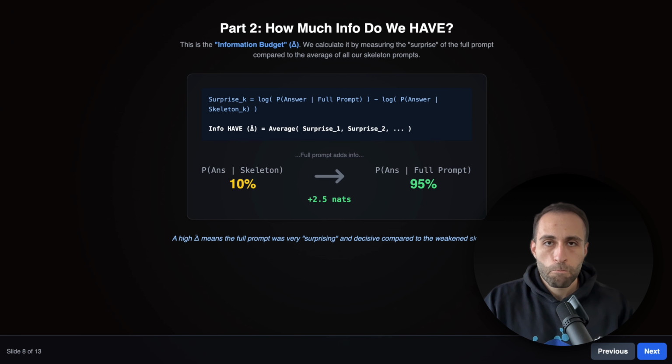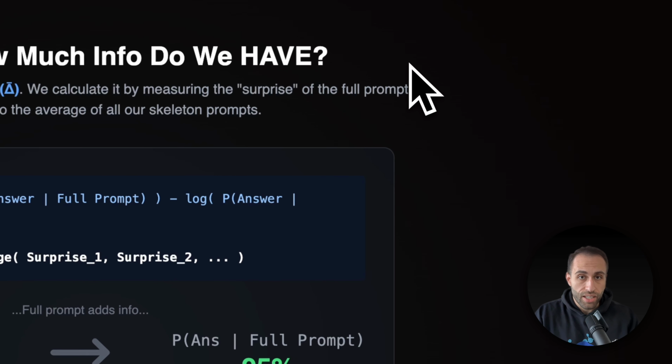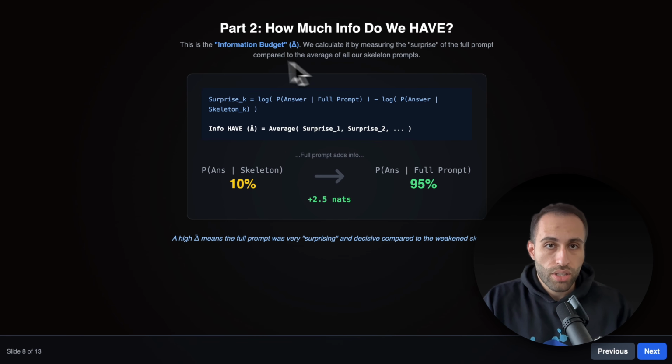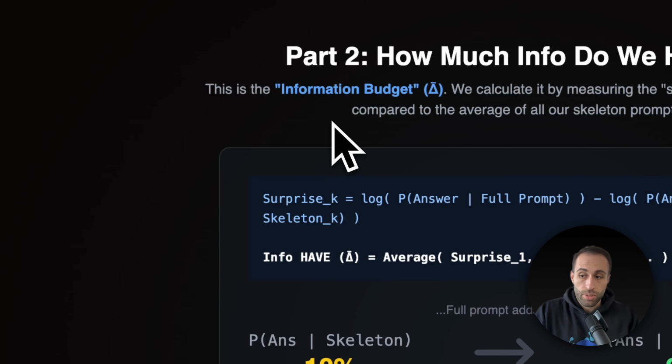and example. Now, the second thing: we already calculated how much more information we need, and now we're going to calculate how much information we have as of now. This is another thing we want before going to the final formula. They call it the information budget. Again, that talks about how much info we have as of now. So how do we calculate that?